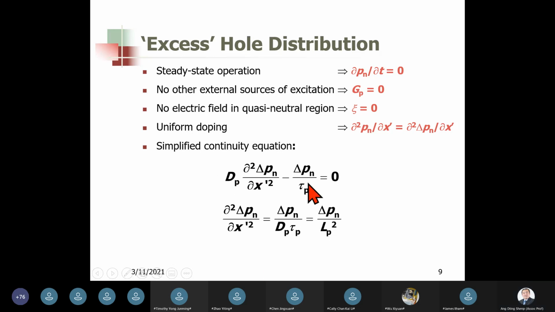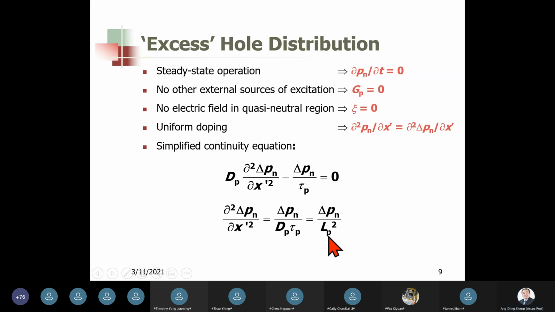And bringing the terms to the right, we can re-express the continuity equation like this, where on the left, you have the second order derivative of delta Pn with respect to x prime. On the right, you have delta Pn over Lp squared, where Lp is a new parameter defined as the square root of Dp tau p. And later on, in fact, in the earlier chapter on non-equilibrium, you should already know the physical meaning of Lp. All right, this is the hole diffusion length. It describes the average distance an excess hole will diffuse before it recombines.